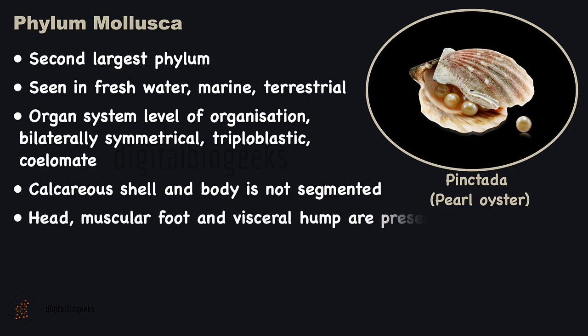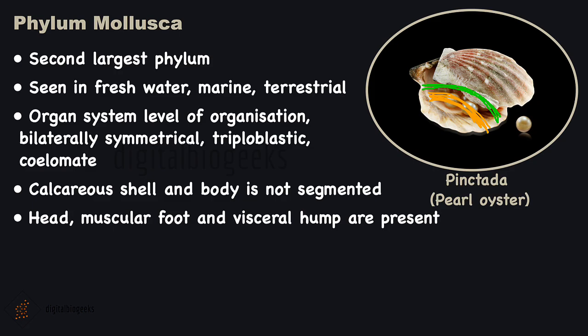They have a head, muscular foot and a visceral hump. The visceral hump is always contained within the shell. The visceral hump generally holds the bulk of digestive, reproductive, excretory and respiratory systems. Covering the visceral hump, there is a soft and spongy layer of skin that forms a mantle around it.